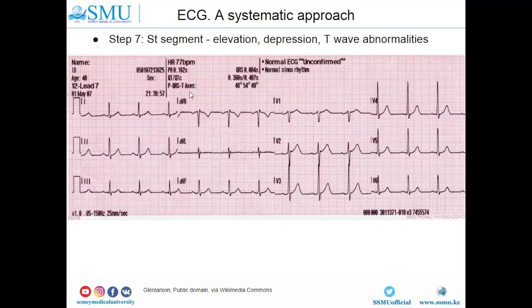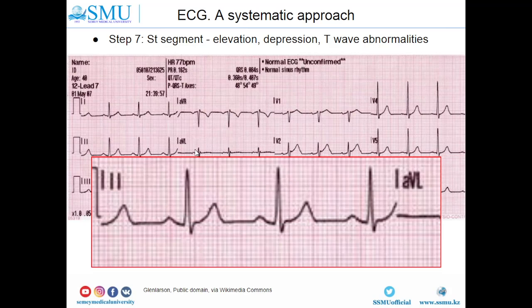The next thing that we should pay attention to during the interpretation is the ST segment. As the most important thing, we should determine if the ST segment is on the isoline or not. We consider the TP interval as the isoline. This one is the T wave, this one is the P wave, this is a TP interval, this is another TP interval, and the connection between them is considered as the isoline.